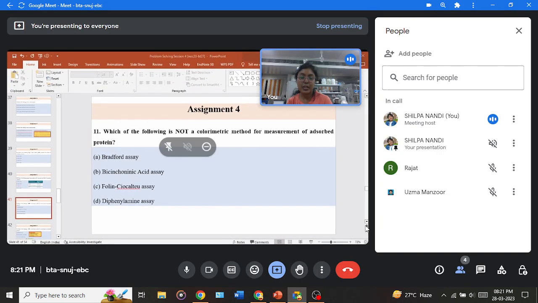Okay, we will move on to the next question. Which of the following is not a colorimetric method for measurement of adsorbed protein? Your options here are A, Bradford assay, B, BCA assay, that is bicinchoninic acid assay. Option C is Pauly Kikuchi assay, and option D is DPA, that is diphenylamine assay. So you have to answer which one is not a colorimetric method for measurement of adsorbed protein.